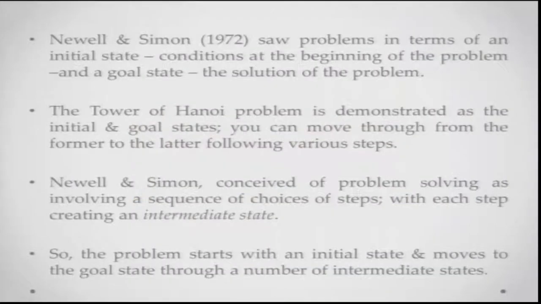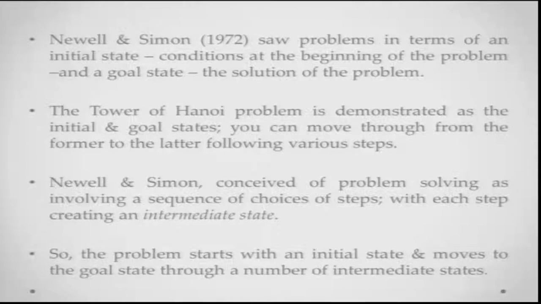Now, this Tower of Hanoi problem was conceived by Allen Newell and Herbert Simon as a sequence of steps. The idea is that there is an initial state and a goal state, and there have to be a lot of intermediate states. Each step you take, you end up in an intermediate state, and if you remember the means-ends heuristic, eventually each of these steps will take you closer to the goal state. So the problem starts with an initial state, and you have to make these steps.